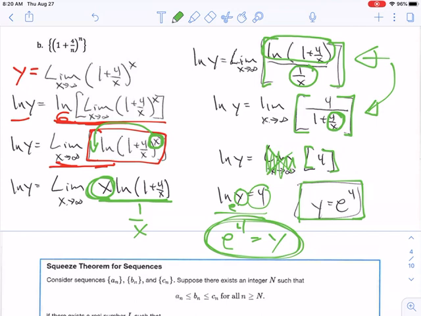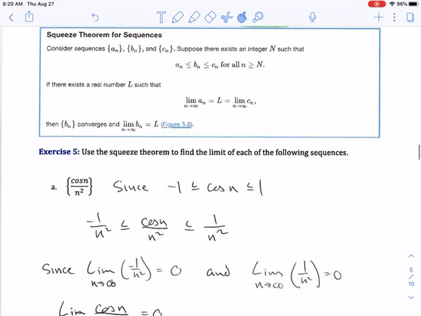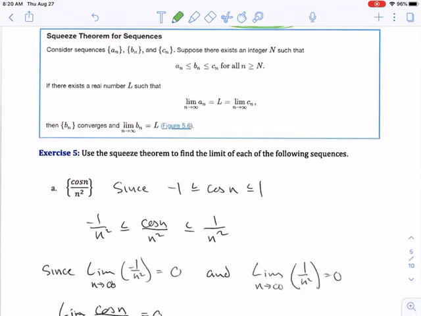All right, one more thing for this video. We always have to talk about the Squeeze Theorem. The Squeeze Theorem: if you have 3 different sequences, consider the sequences A sub n, B sub n, and C sub n. Now, suppose there exists an integer N such that B sub n is less than C sub n, but greater than A sub n. In other words, it's between those two for all n greater than or equal to N.